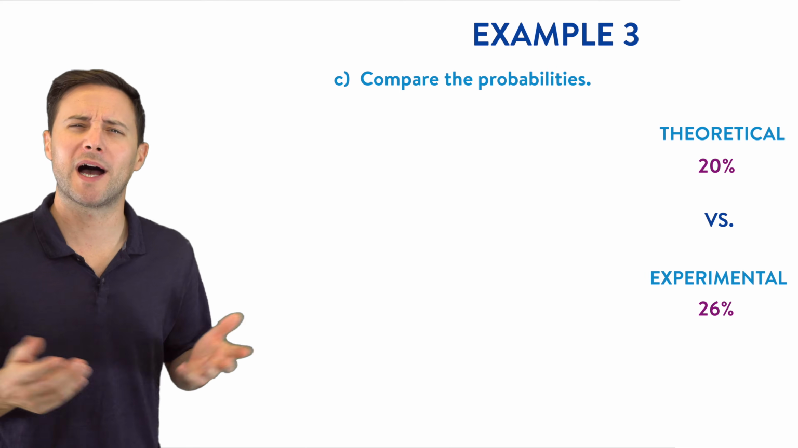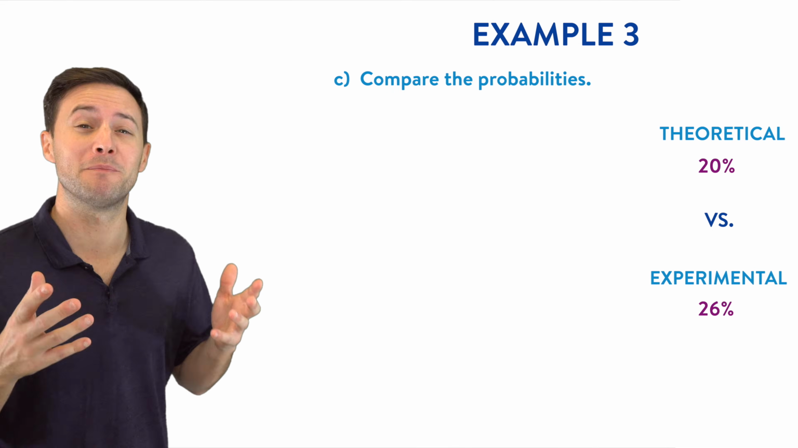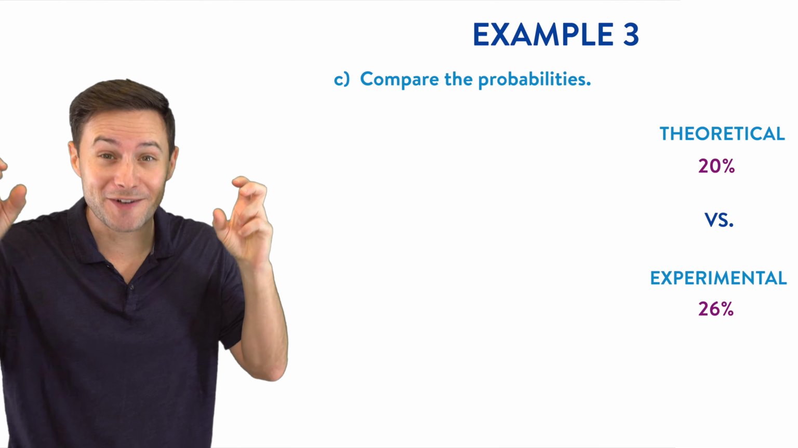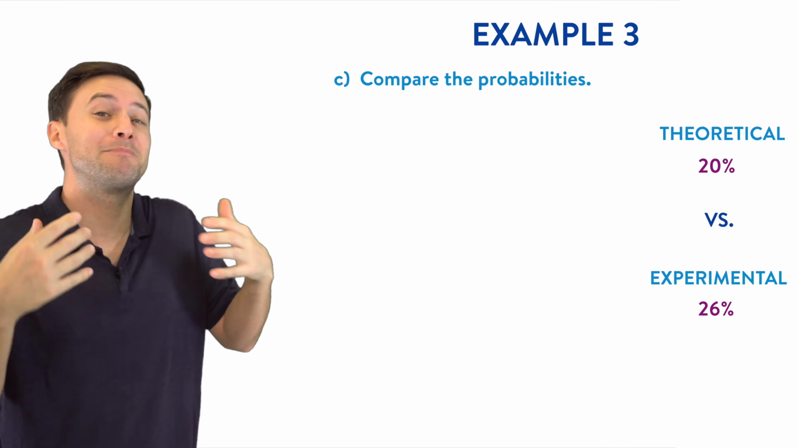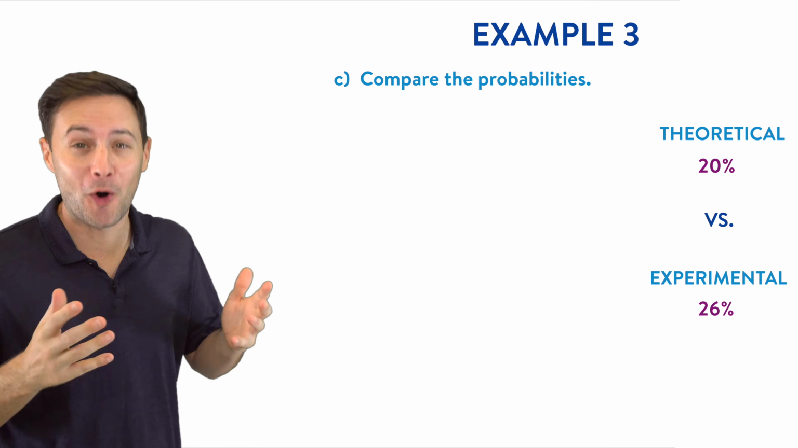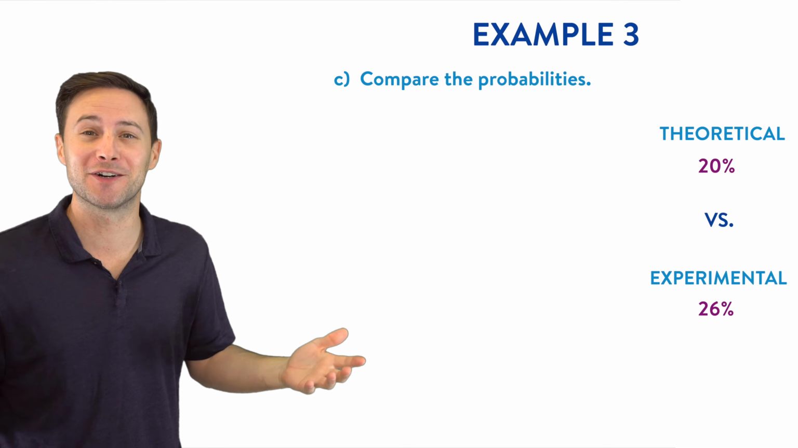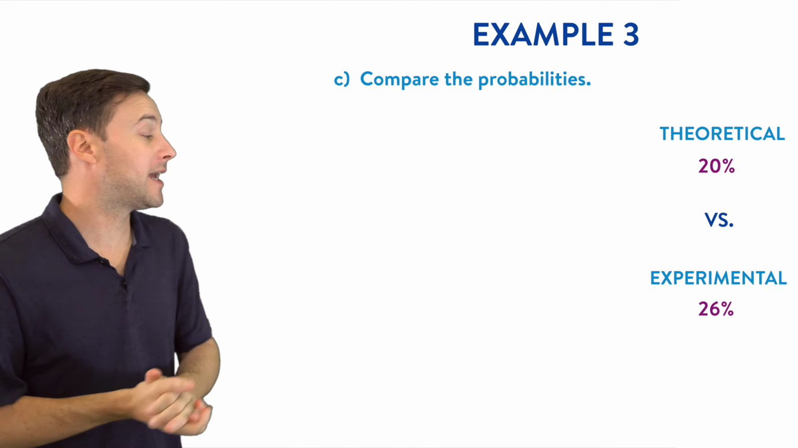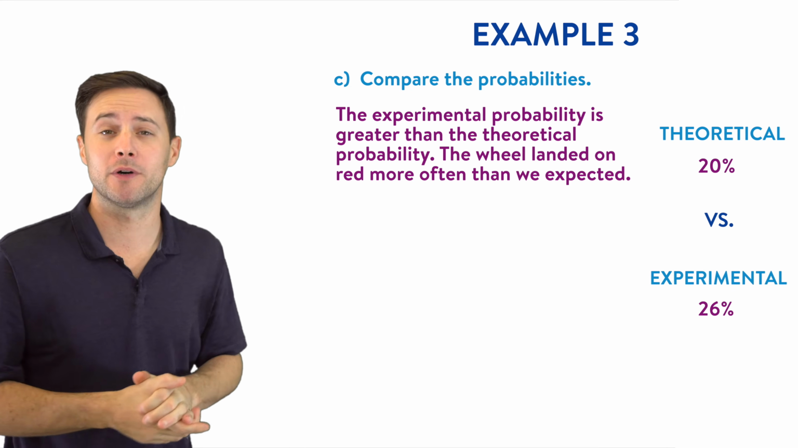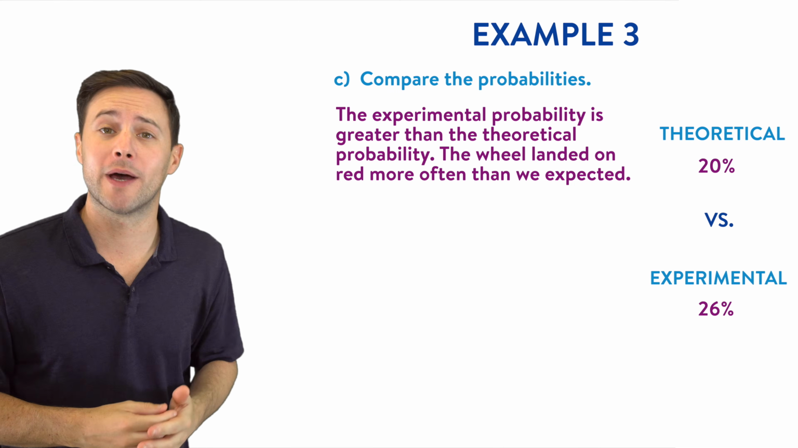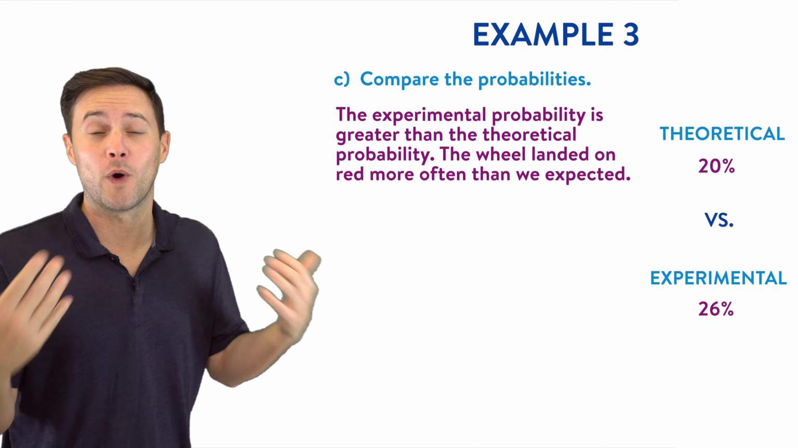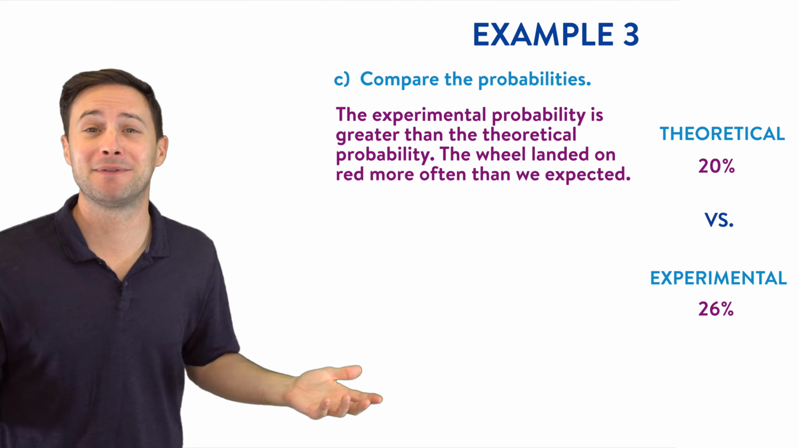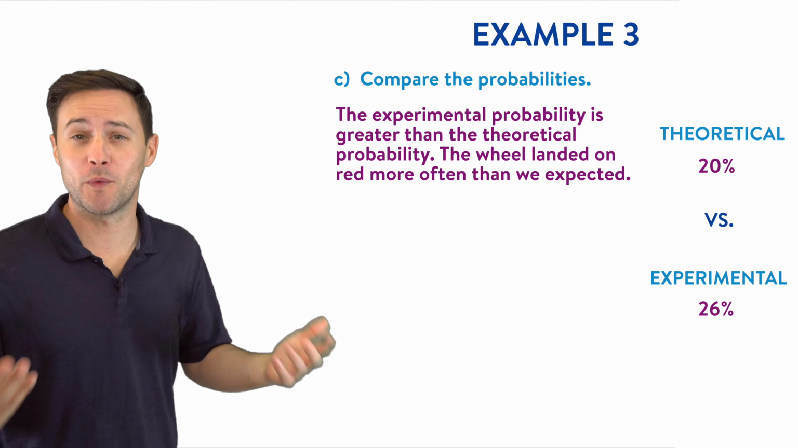And you might be thinking, well, why would that be the case? You have to remember, the theoretical probability is theoretical. It's what you would expect to happen, but it's not what always happens. This is why casinos exist in the first place, or the lottery. So when we compare, we would say that the experimental probability is greater than the theoretical probability. And what might be a reason for that? Just luck. It happened to land on red more often than we expected.